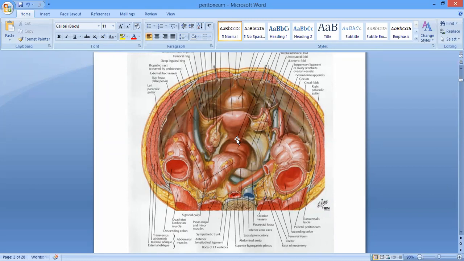So this peritoneal cavity is basically closed in the males, but it is not going to be closed in the case of the females. Okay.